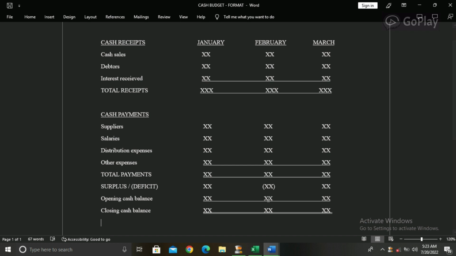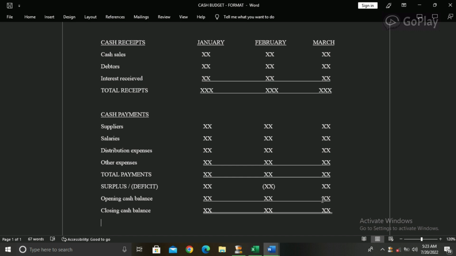Likewise, the closing cash balance for February also becomes the opening cash balance for March, in that order. So that is how cash budget is prepared. And mind you that this is cash budget, hence expenses such as depreciation, bad debt, provision for bad debt, all those items are not included in the cash budget.